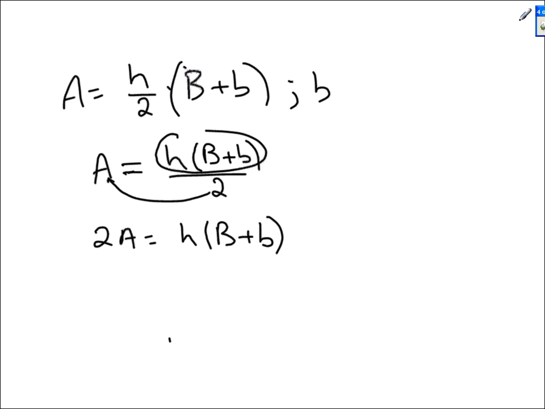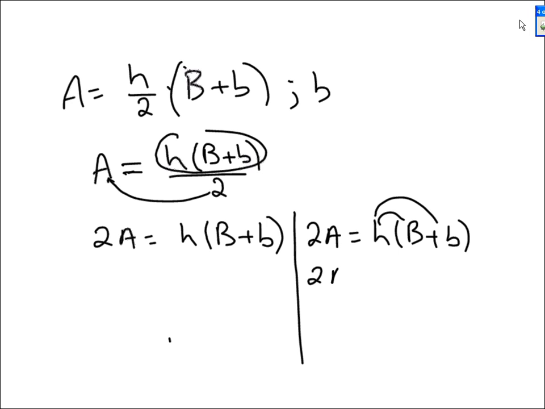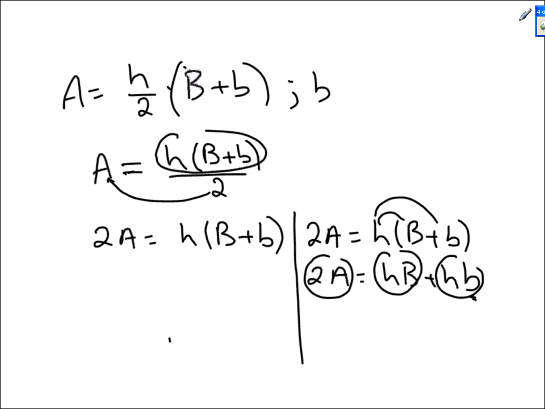Now, at this point there are two reasonable ways to proceed. You can distribute the h. I don't think that's the best way, but if it gets you the answer, great. Now we have 3 terms. Only one of them has a little b. So bring the hB to the other side. It's understood to be plus if there's no sign there. So 2A minus hB is equal to h little b. And then divide by h. And here is your answer.